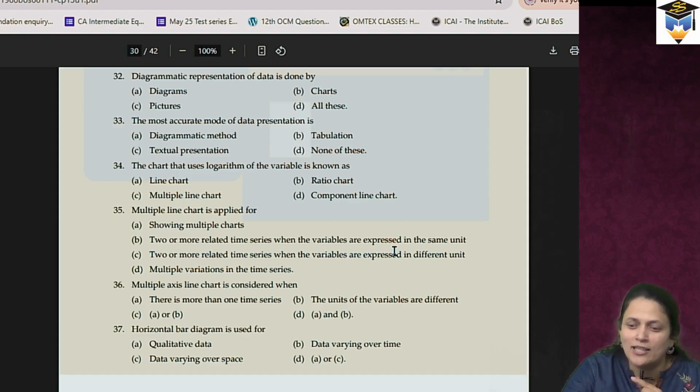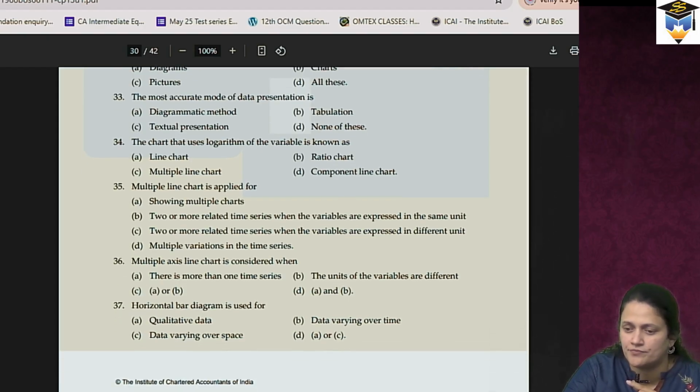Okay, next. Multiple line chart is applied for? Two or more related time series. Okay. D. Sure? So 35 option D. Option D. It is D, correct?